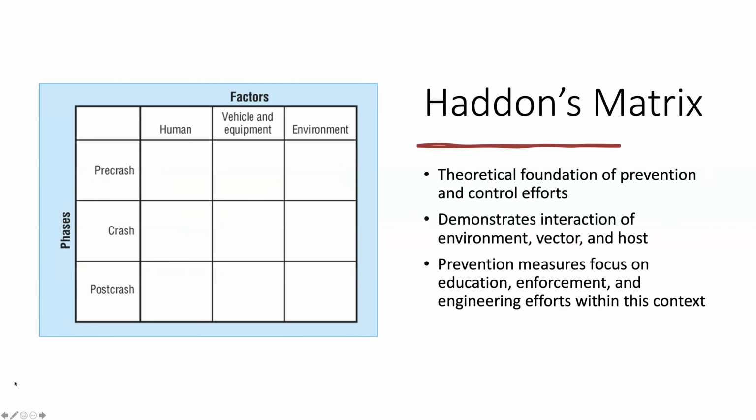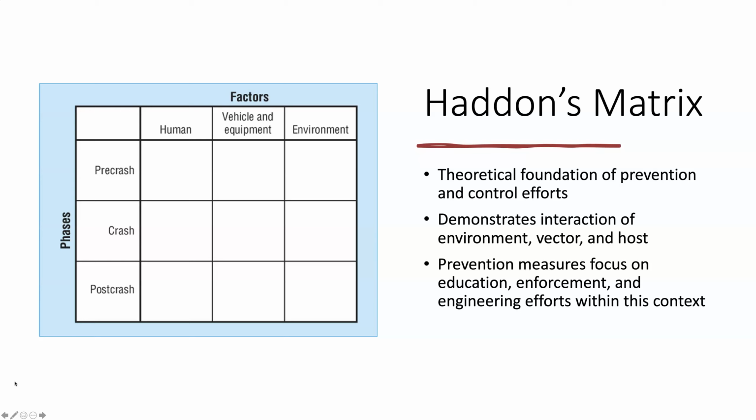So one tool that's been used quite a lot to look at prevention and control efforts is Haddon's matrix. This matrix was developed and used in injury prevention, especially in road accident research and public health. It's divided into 9 cells, and it looks at the interaction of the host, which is the human, the vector, which is the vehicle or equipment that was involved in the accident, and the environment. And it looks at the phases of the accident. Was it pre-crash, crash, or post-crash?